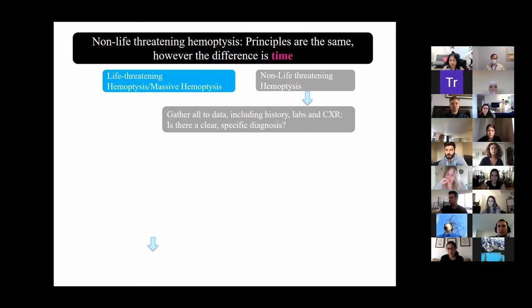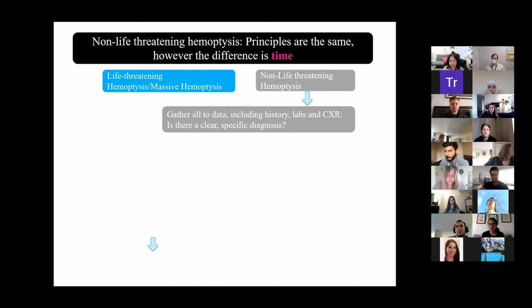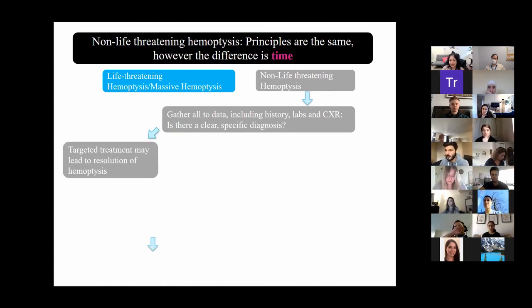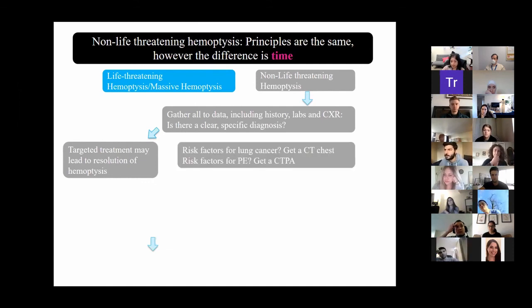So the first thing you're going to do in those patients is gather all your data, your history, your labs, your chest x-ray. From that, is there a clear diagnosis? So in this patient, for example, there is a clear diagnosis that he has a pneumonia, but you're concerned about underlying cancer, but there's a clear diagnosis. Well, you might choose to target the treatment and see if that leads to resolution of the hemoptysis. So if you think it's from a pneumonia, you might say, let's treat for a week of antibiotics, see how he does. If it all resolves, maybe that's all he needed.